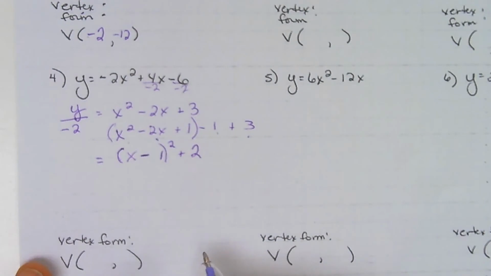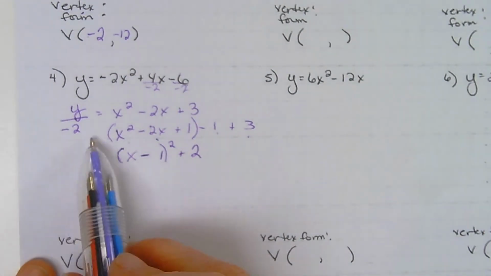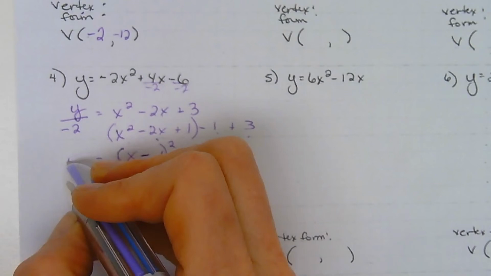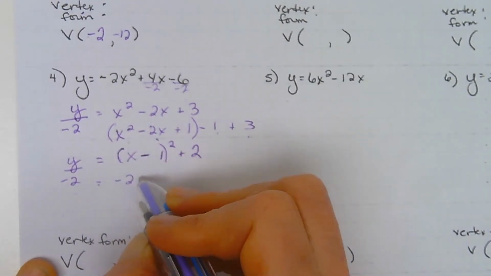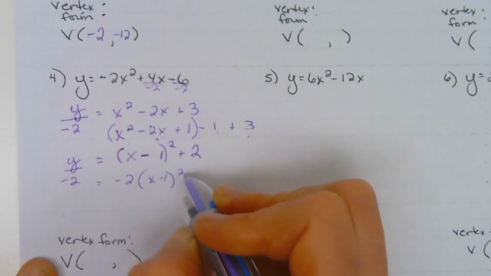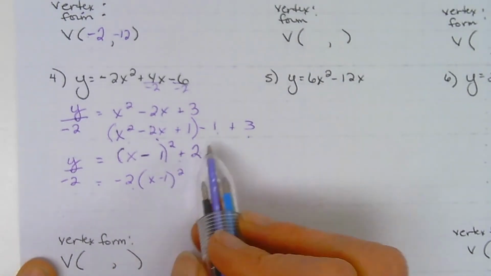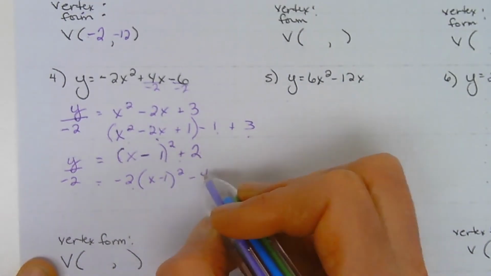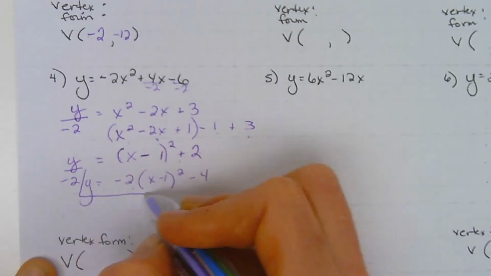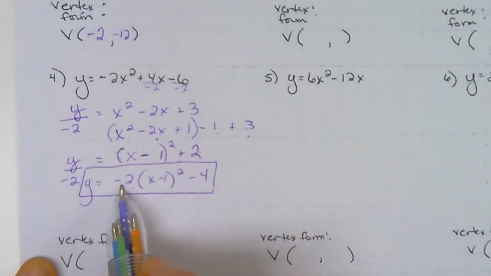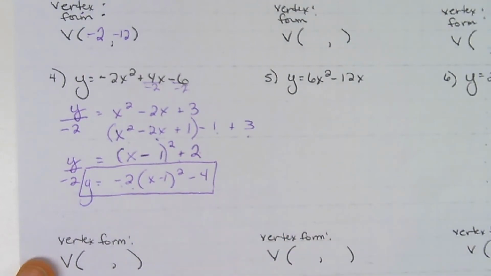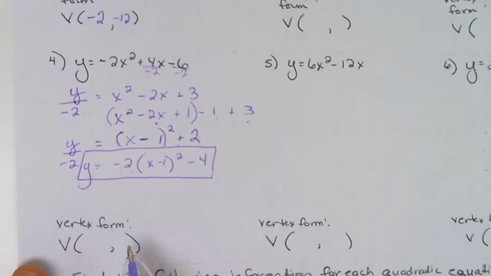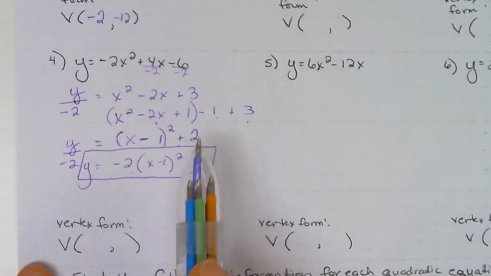We're not quite done. We still have y over negative 2. We divided everything by negative 2, so now let's multiply everything by negative 2. So we get negative 2 times (x minus 1) squared. And then negative 2 times 2 is negative 4. Y equals negative 2 times this, and then negative 2 times this is our final step, and that's the vertex form. What is our vertex? 1, negative 4.